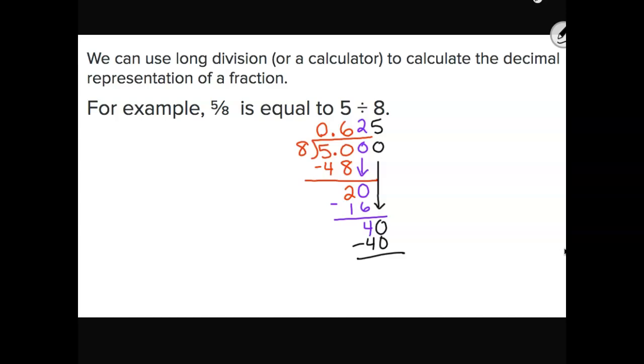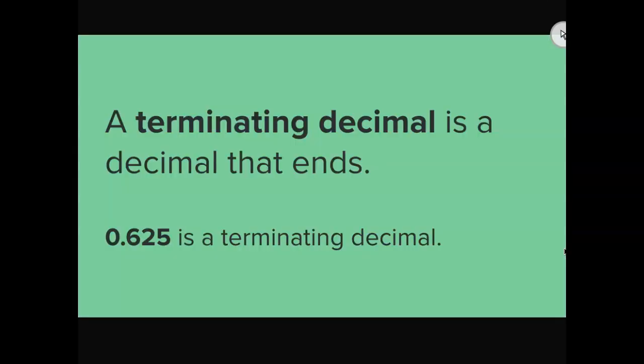So 5 divided by 8 is the same thing as 0.625. A terminating decimal is just a decimal that ends. So 0.625 ends, so we call it a terminating decimal.